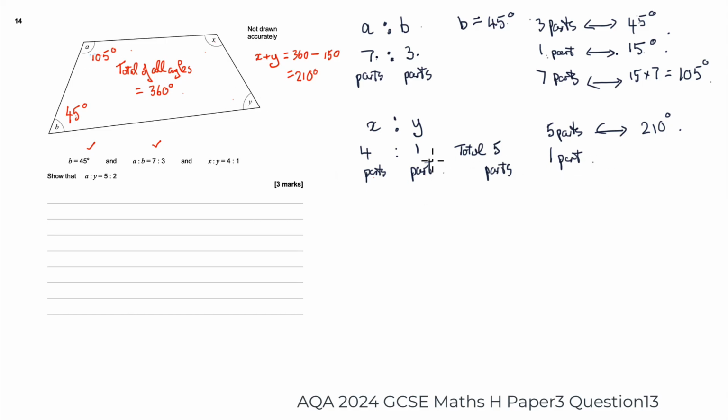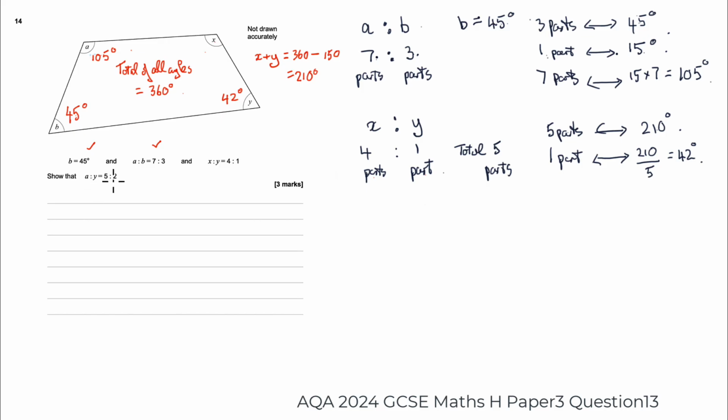So it corresponds to 1 part, where 5 parts are 210 degrees. So 1 part would be 1/5. We divide by 5. So it's 210 divided by 5. That gives me 42 degrees. Check that in your calculator. So we've finally found what angle Y is. It's 42 degrees.